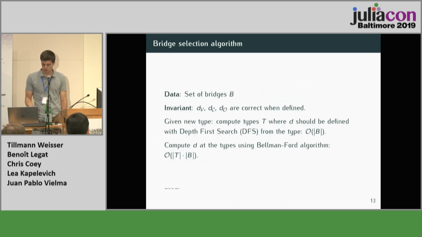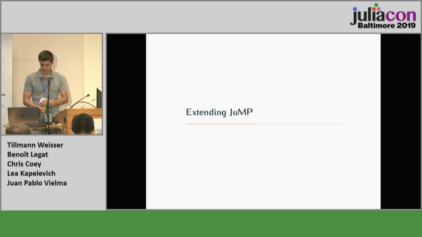Okay, so you do a DFS starting from the type you have, and you have a list of nodes for which you need to compute the distance function, and then the last step is you use some kind of Bellman-Ford algorithm to compute the minimal distance from this node. Okay, so that's the bridge mechanism in MOI.